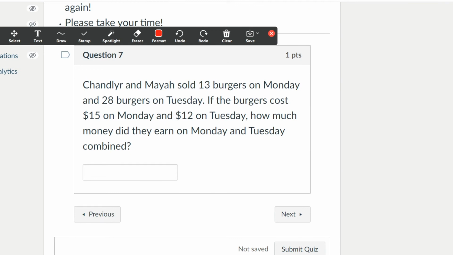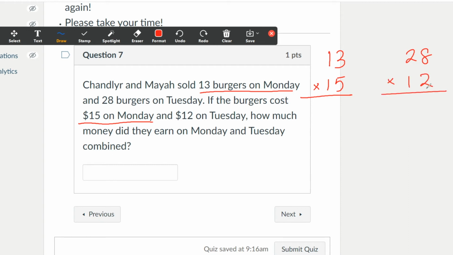Chandler and Maya sold 13 burgers on Monday and 28 burgers on Tuesday. If the burgers cost $15 on Monday and $12 on Tuesday, how much money did they earn on Monday and Tuesday combined? Well, I know that they sold different amounts of burgers for different prices on each of these days, so this sounds like a 2 to 3 step problem. On Monday, they sold 13 burgers, and they cost $15 each. So we're going to do 13 times 15. And then on Tuesday, they sold 28 burgers for $12 each. So that's going to be 28 times 12. How much money did they earn on Monday and Tuesday combined? Sounds like I'm going to have to add these at the end.